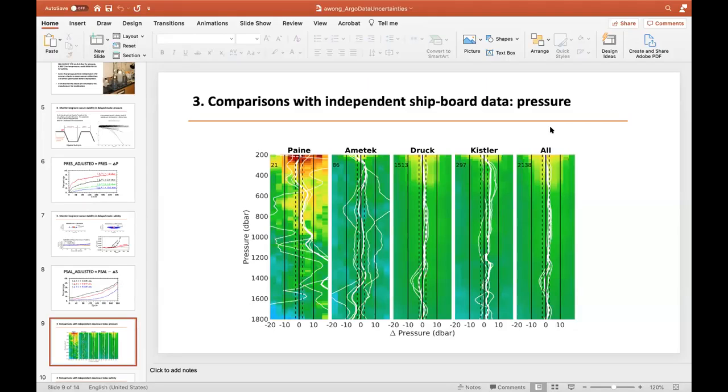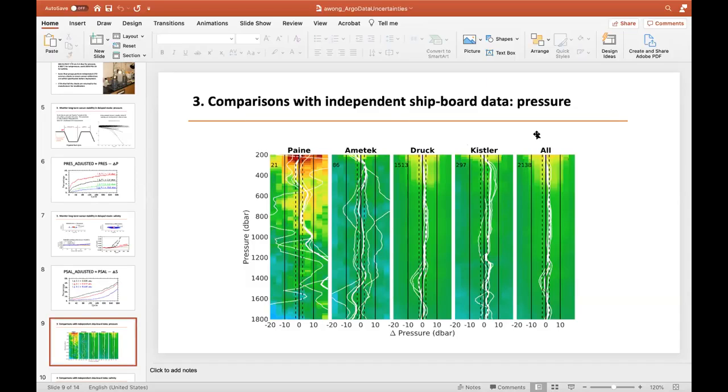This is the result for their pressure analysis. The first 4 panels show the 4 pressure sensors that we use in Argo: Paine, Metrotech, Druck, and Keller. Let's focus on the 5th panel, which combines the results from these 4 pressure sensors. It's a pretty complex plot, so let me really simplify this for you. Let's focus on the thick white line, which is the median of the difference between the buddy pairs Argo minus GoShip on isopycnal, but plotted in pressure space, so we could relate to it better.